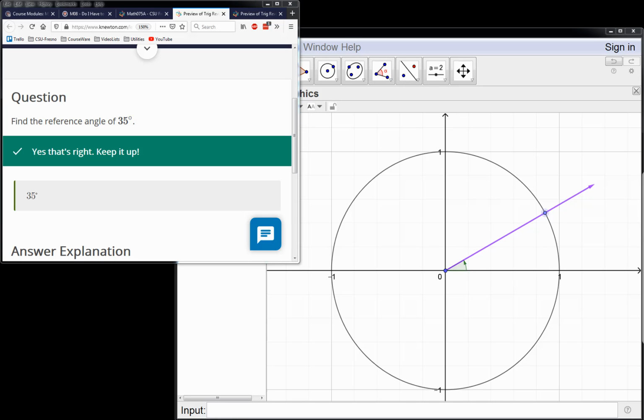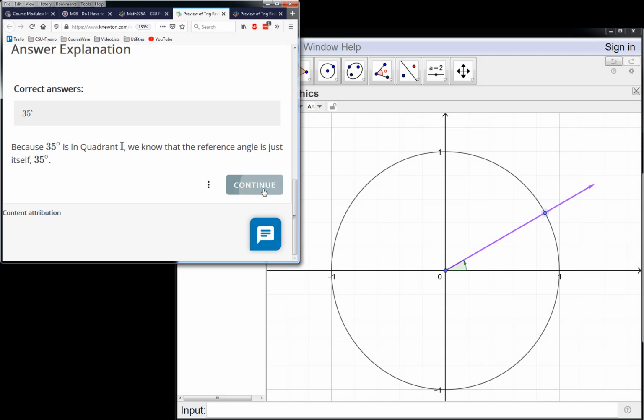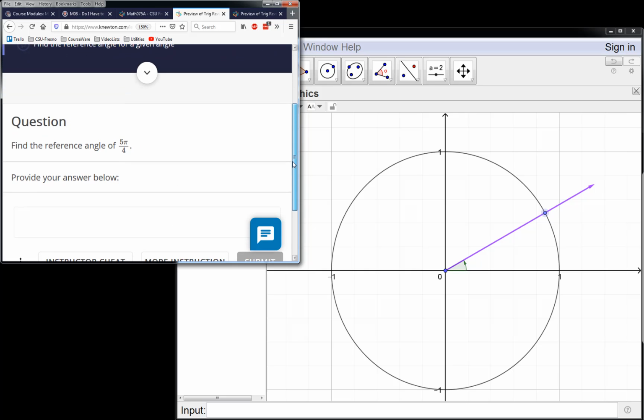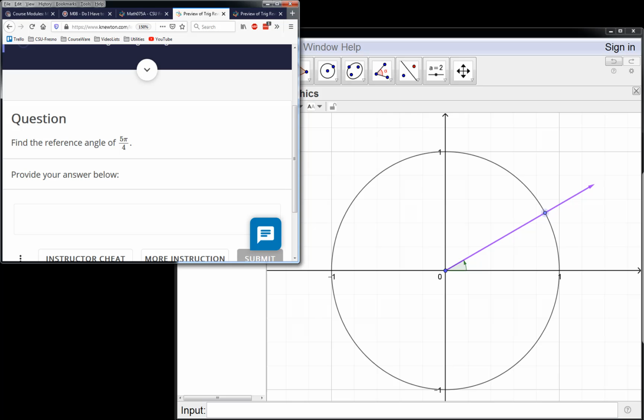All right, let's try another one that's hopefully a little bit more interesting. Find the reference angle for the angle 5 pi over 4. So this time we want to find the reference angle for the angle 5 pi over 4, so I have to draw a picture of that angle.